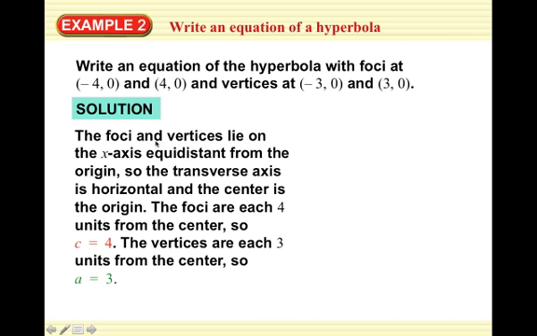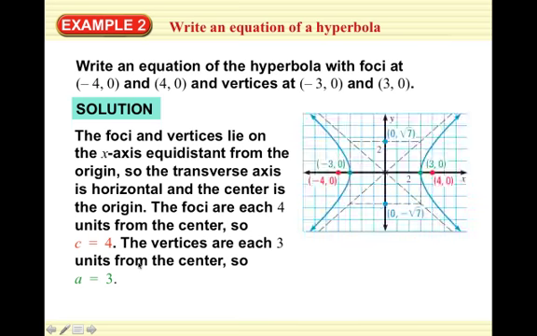So let's read what the solution says here. I bet it's going to be in agreement with that. The foci and vertices lie on the x-axis, equidistant from the origin. That's just saying there was a horizontal displacement there on the x-axis. So the transverse axis is horizontal, just like we said, and the center is the origin. The foci are each 4 units from the center, so C equals 4. The vertices are 3 units from the center, so A equals 3.